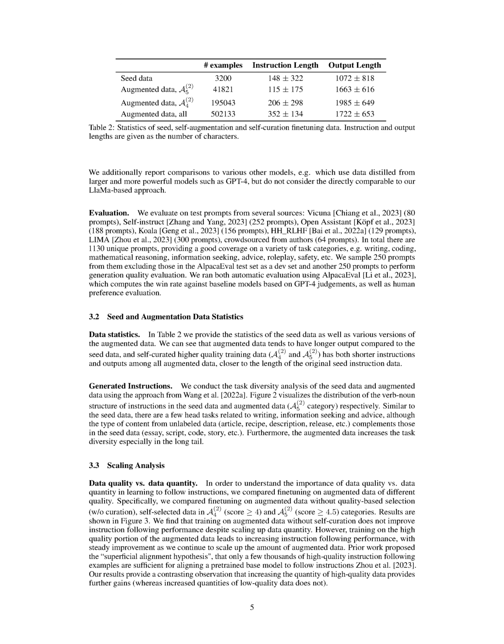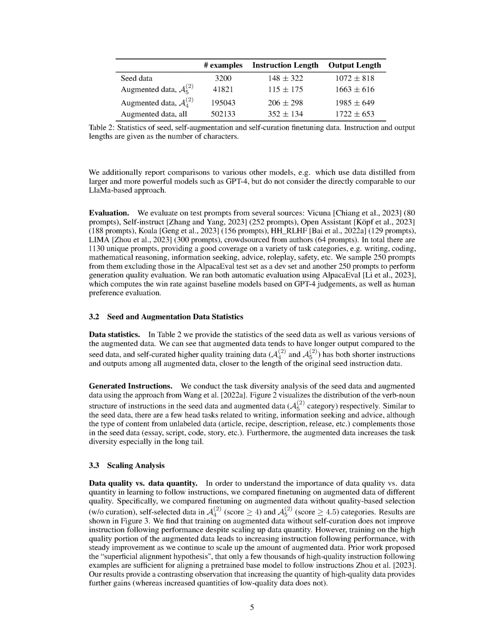We've also explored the significance of data quality versus data quantity in learning to follow instructions. We've compared fine-tuning on augmented data of different quality. Specifically, we've compared fine-tuning on augmented data without quality-based selection, self-selected data in the A4-2 score greater or equal to 4, and A5-2 score greater or equal to 4.5 categories. The results, shown in a figure, reveal that training on augmented data without self-curation doesn't improve instruction following performance, even when the data quantity is scaled up. However, training on the high-quality portion of the augmented data leads to an increase in instruction following performance, with steady improvement as we continue to scale up the amount of augmented data.